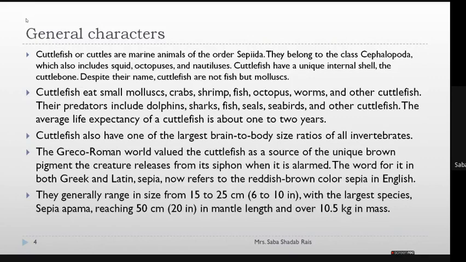Now, when we talk about their size, 15 to 25 centimeters is the common size, but Sepia apama is one of the species which reaches about 50 centimeters in length, and a big sepia can weigh around 10.5 kg in mass. So it is a very favorite seafood.